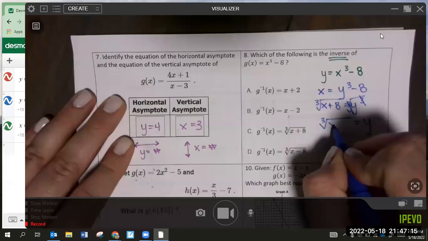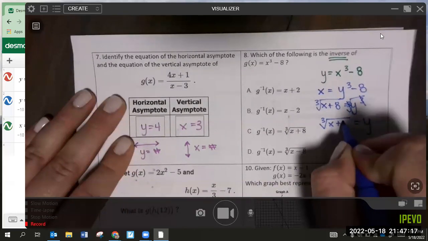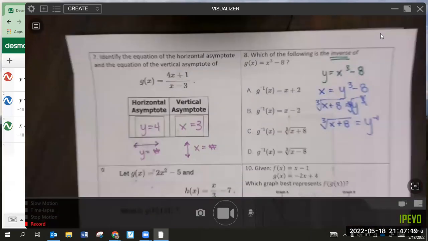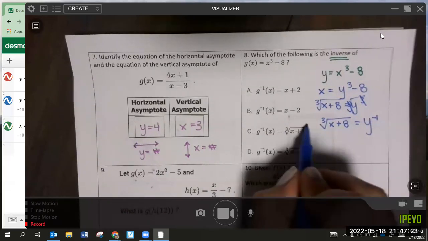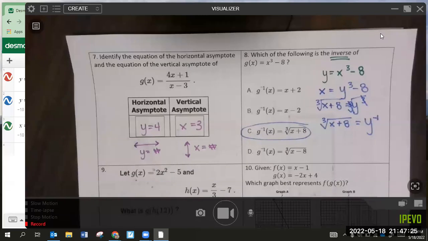Now this is my inverse, so I do have to notate that I found y to the -1. And now I'm just looking at my answer choices. And inverse.